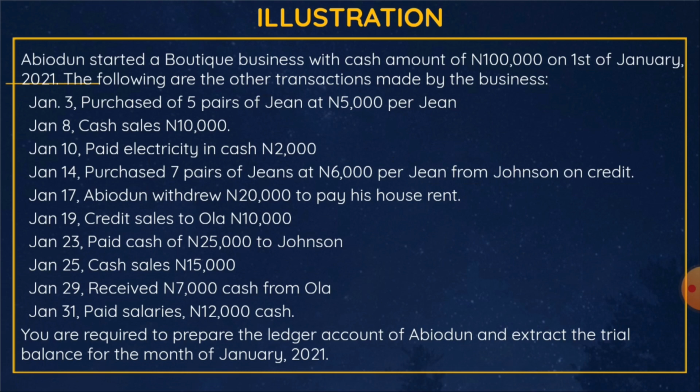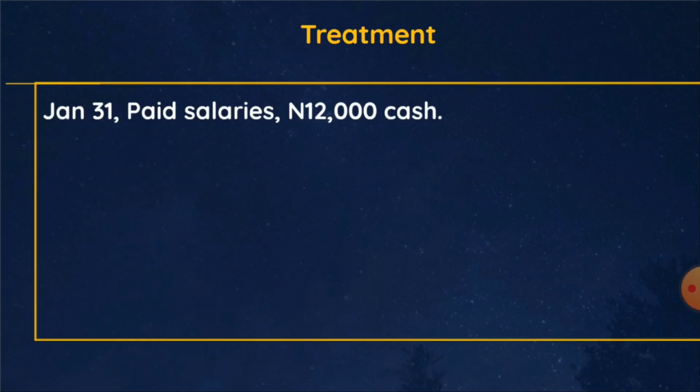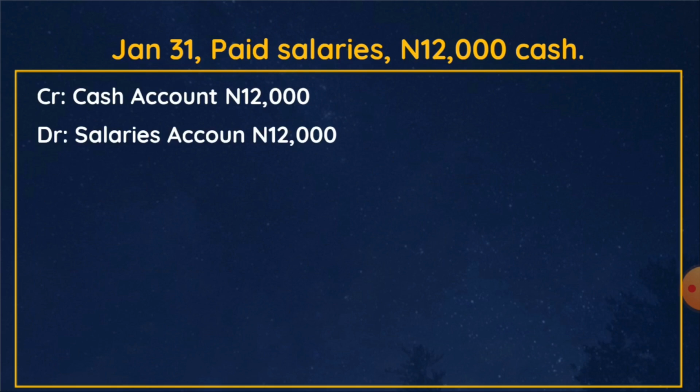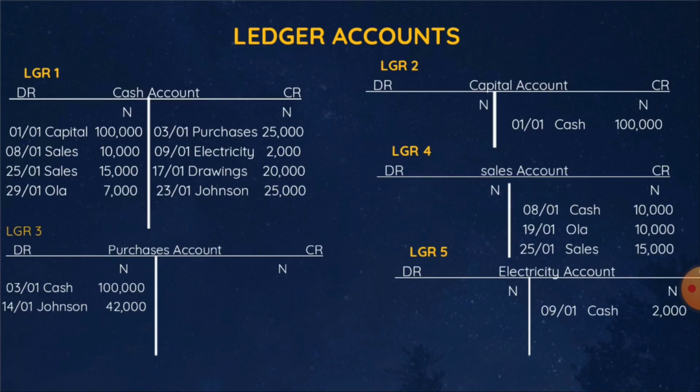So the last entry, which is January 31st, paid salary 12,000 naira. So the payment is in cash, which means we are going to have cash account. It's an expense, money is going out. We are going to credit cash account with 12,000 naira, while we debit salaries account with 12,000 naira. So credit cash account 12,000 naira, debit salary account 12,000 naira. So we already have cash account, so we are going to credit it 31st of January, salaries 12,000 naira.